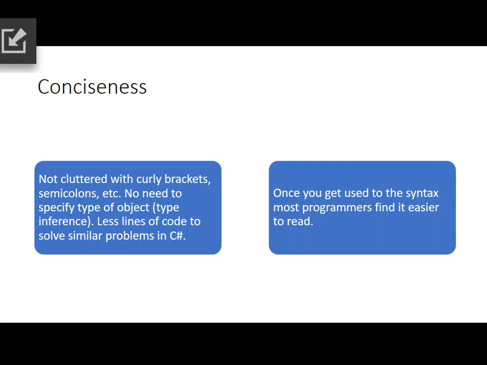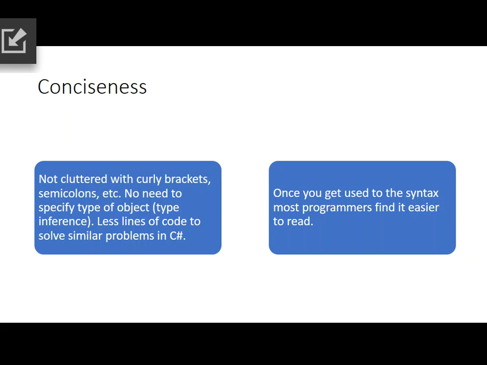There's no need to specify the type of object because it has type inference. Sometimes you do, because the compiler can't figure everything out, but for the most part it can figure out quite a bit of it. So you almost feel like you're writing in a scripting language like JavaScript, except you actually have your static typing and your strong typing. And to solve a similar problem in C Sharp, a lot of times you'll see a great reduction in the number of lines of code.